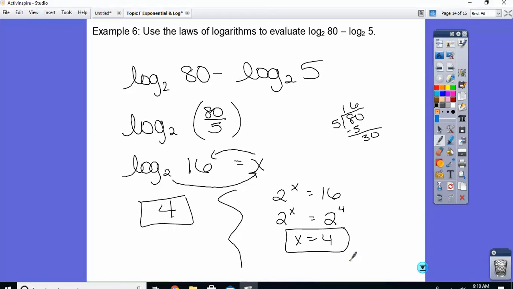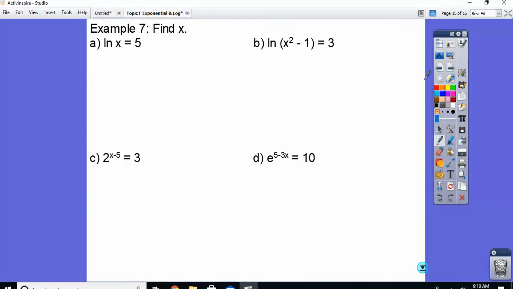Let's do some solving equations with this. Are there any questions so far? So the first one, ln of x equals 5.